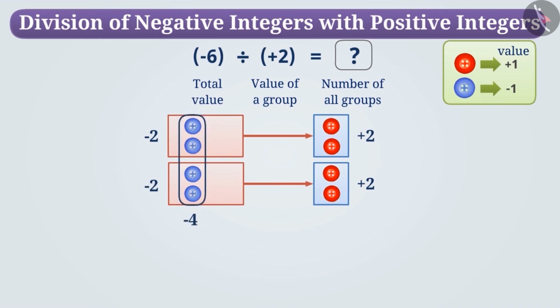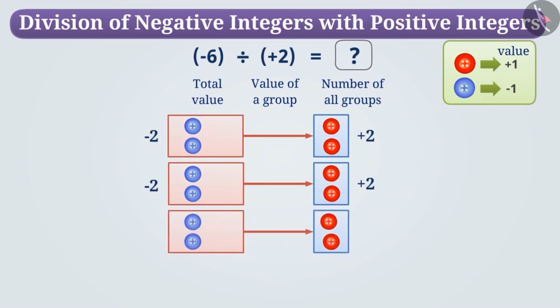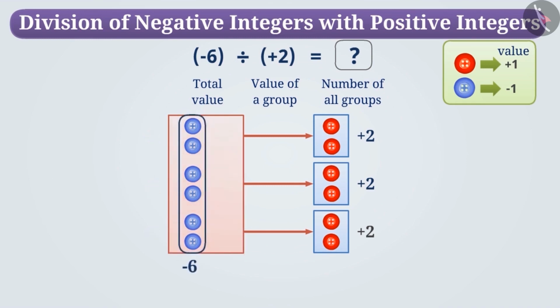Similarly, now for the third time, we will take 2 zero pairs and subtract 2 red buttons, that is +2. This again gives us 2 blue buttons whose value is -2. We now have a total of 6 blue buttons with a total value of -6. We have formed a group of 2 red buttons, that is +2, 3 times and obtained -6. Therefore, -6 divided by +2 is equal to -3.